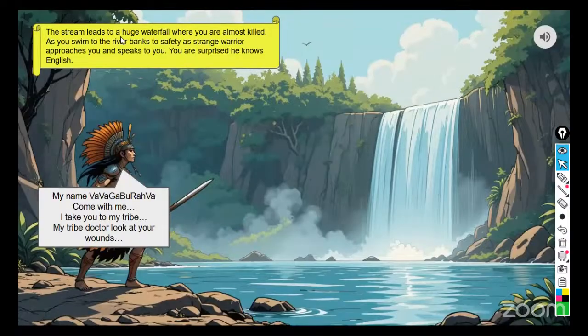The stream leads to a huge waterfall where you are almost killed. What? As you swim to the riverbank safely, a strange warrior approaches you. You are surprised he knows English. He has a strange name. Baba the river. "All right. Come with me. I take you to my tribe. My tribe doctor. Look at you." This is me. All right.